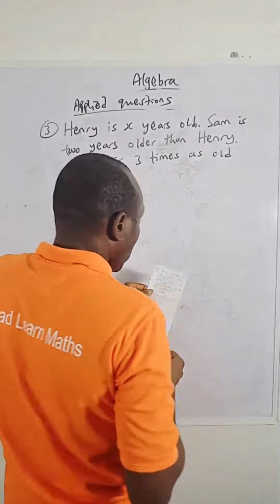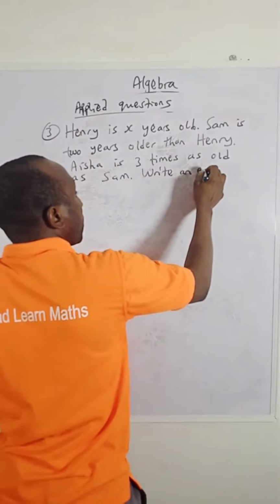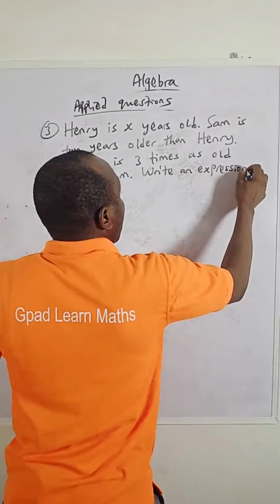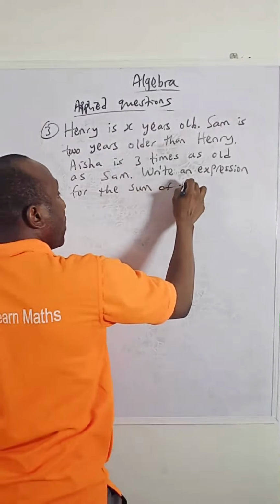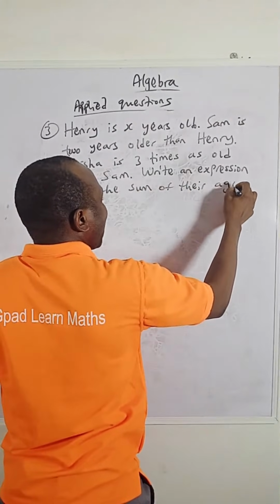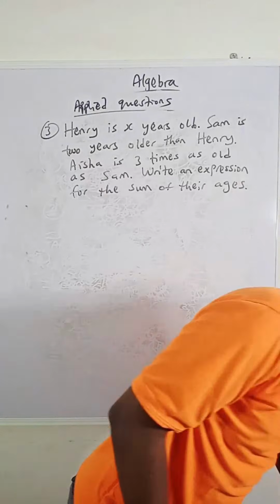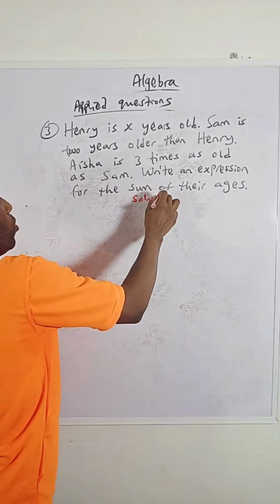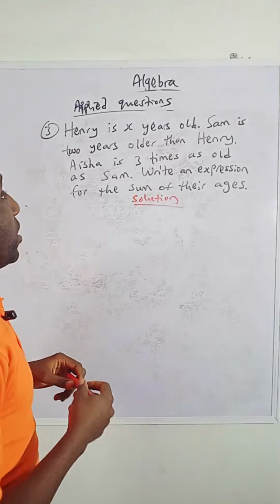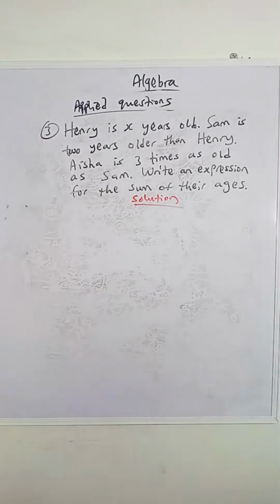Write an expression for the sum of the ages. Write an expression for the sum of their ages. I hope you can see this. Yes, who wants to work this out? You have to be careful with the statement. All right, you can interpret the statement correctly. If you can do that, then you can also get the answer as well.